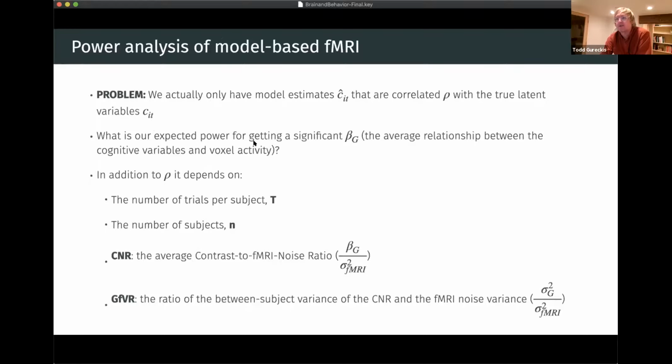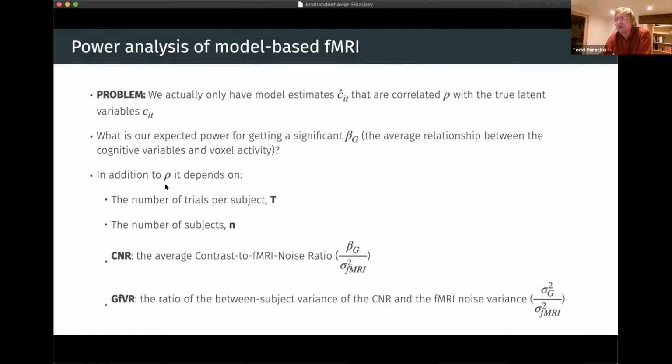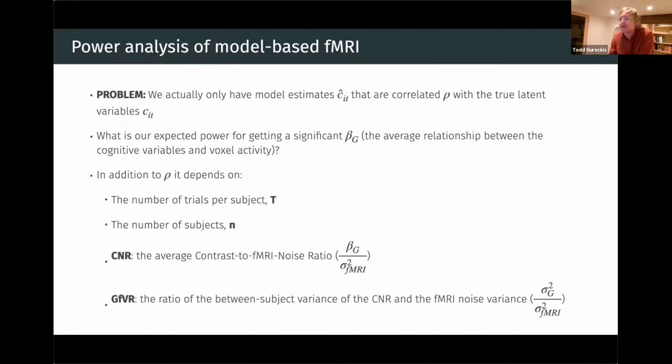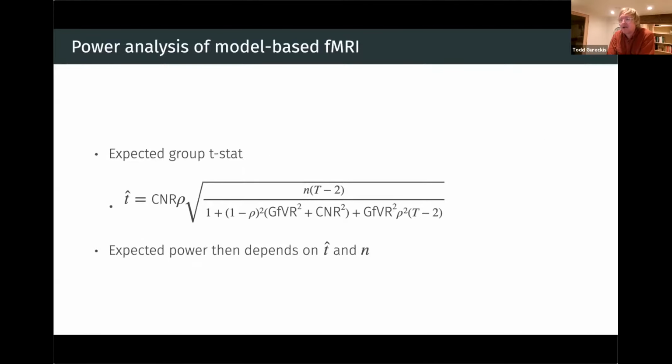So the question is, what is our expected power for getting a significant beta weight? And it's going to depend, in fact, on a number of variables. So in addition to the correlation between the model estimates and the true latent variables, it's going to depend on the number of trials per subject, the number of subjects you run, a variable that we call the CNR, which is the average contrast to fMRI noise ratio, and this other one, which I can't even pronounce because it's GFVR, but it's the ratio of the between subject variance of the CNR to the fMRI noise measurement. What you get is that you can get an analytic equation for the expected group T-stat. This is the form that it actually has.